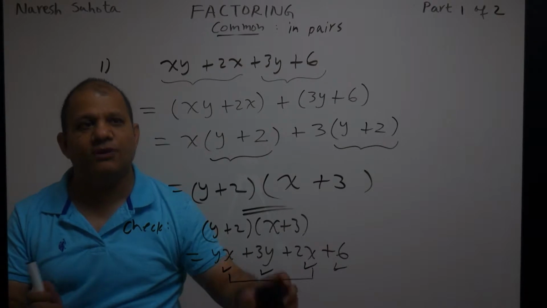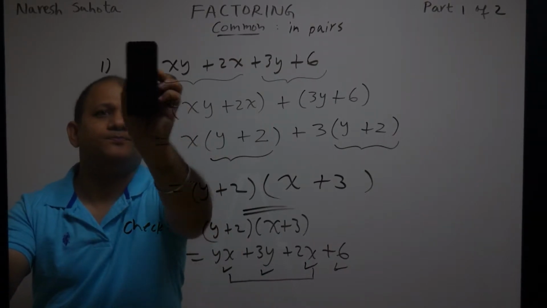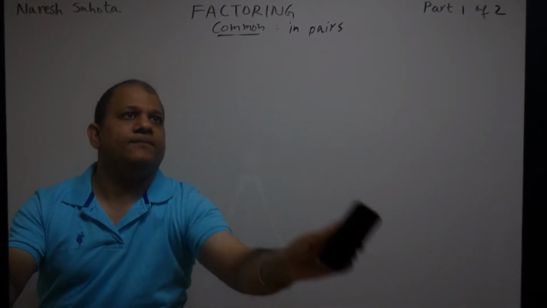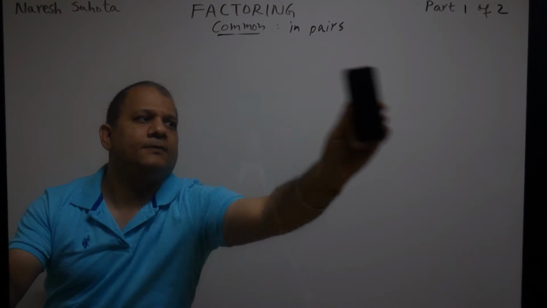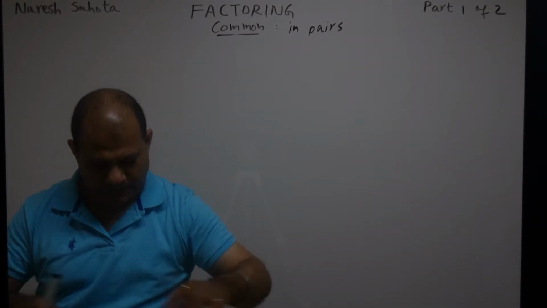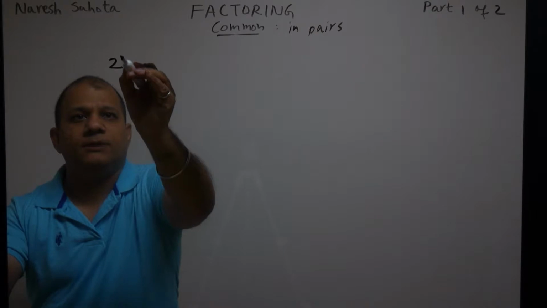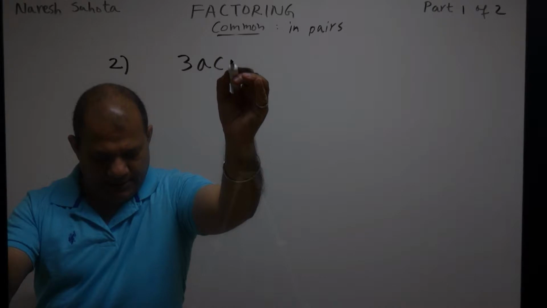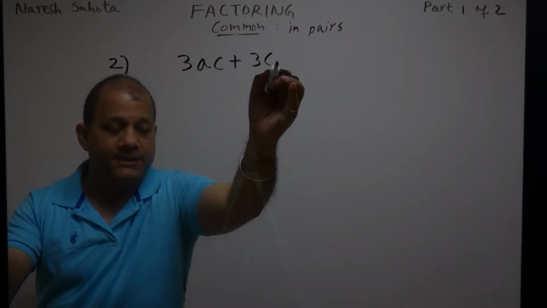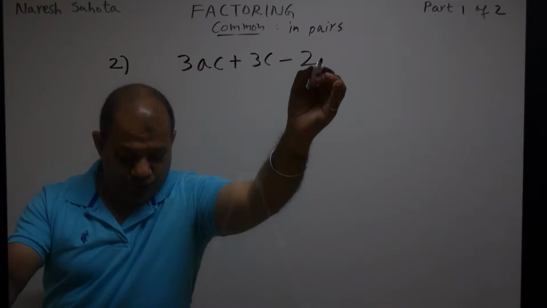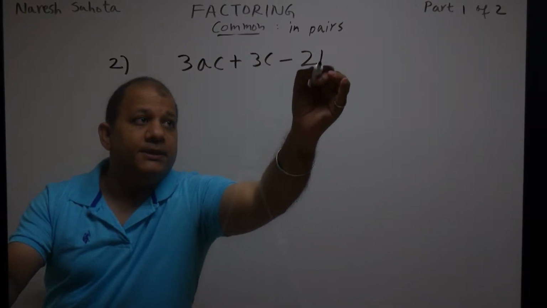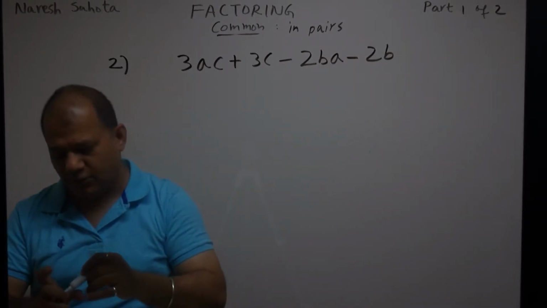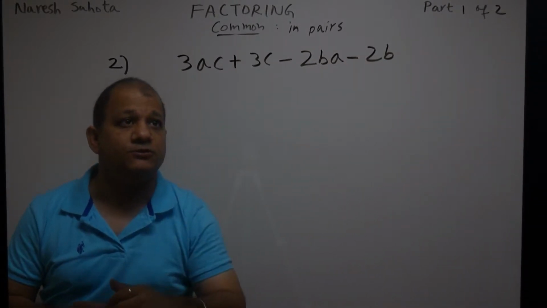Okay, so let's do example number 2. Example number 2, common factor. So 3ac plus 3c minus 2ba minus 2b. So this is the question we're given. The question is to factor.